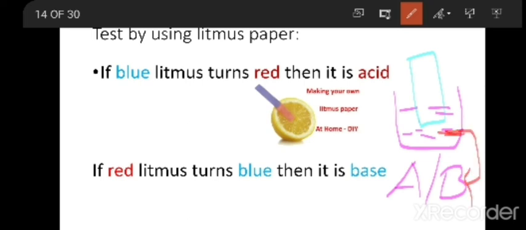So this is the test if you want to know whether it is an acid or a base. We can use indicators and perform a test with them. Here we have used turmeric paper and litmus paper. So this is all about our today's class. In the next class we are going to discuss another topic.